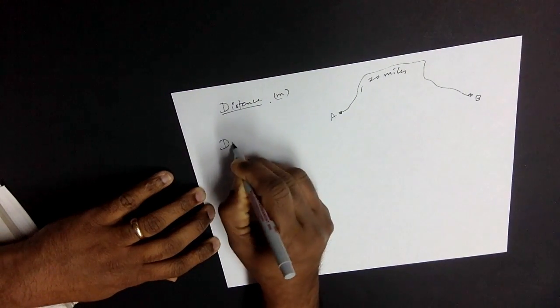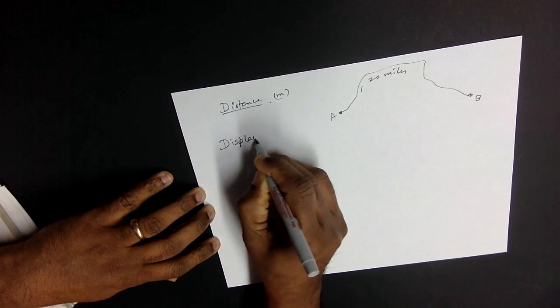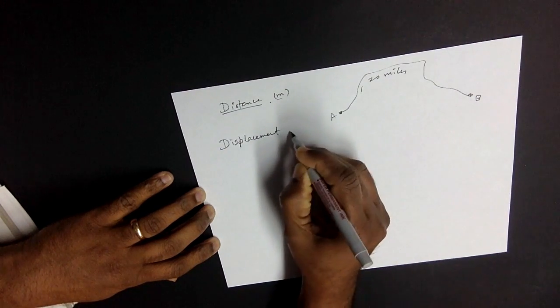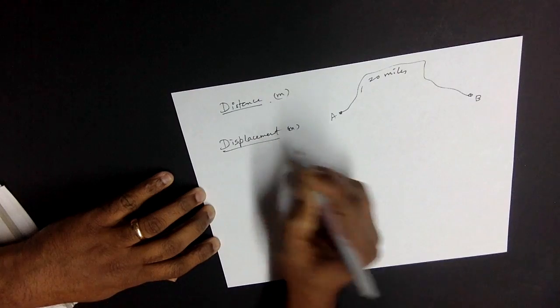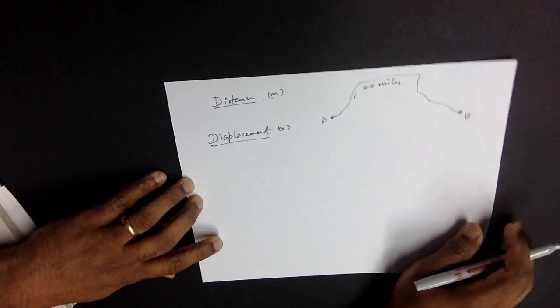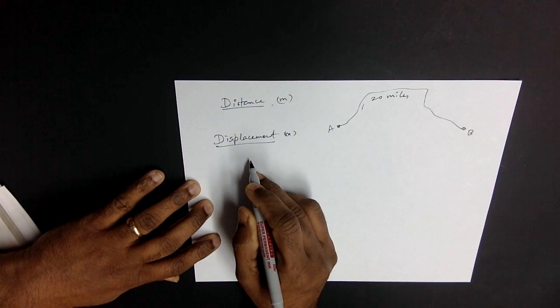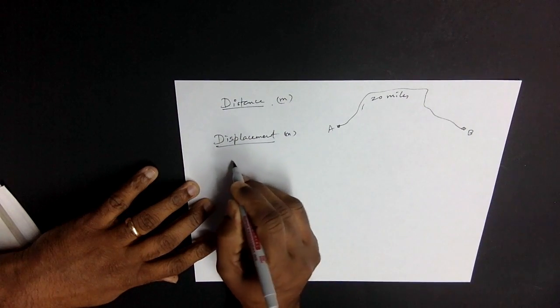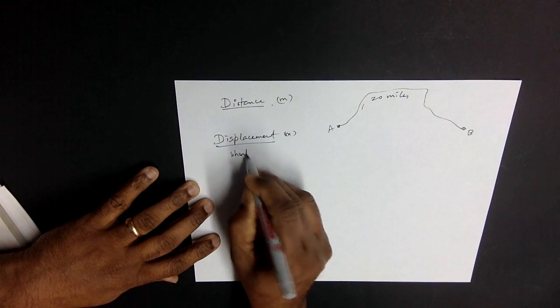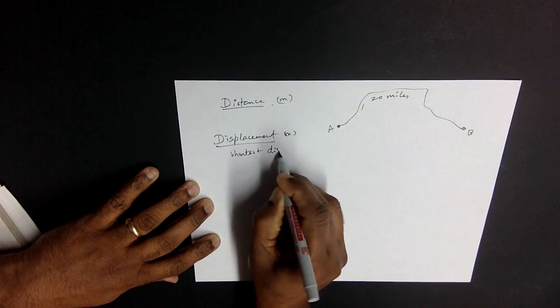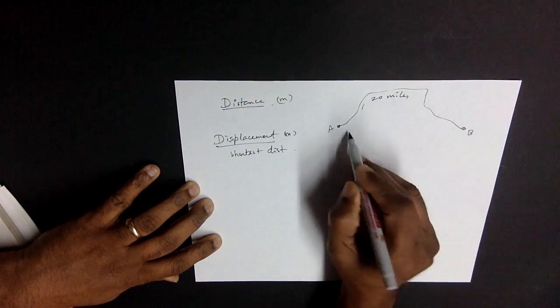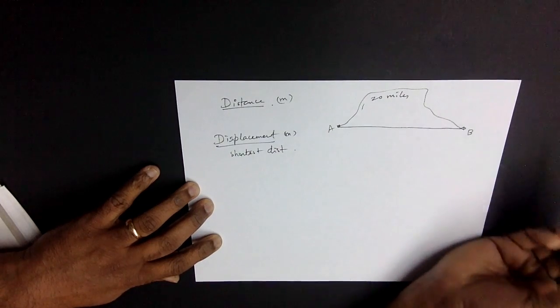And there's another term called displacement, which is also measured in meters. Now displacement is the shortest distance from the starting point to the finishing point. Shortest distance. So which is going to be this.